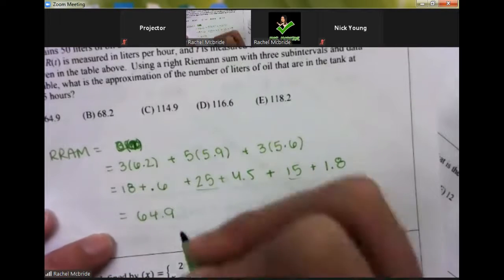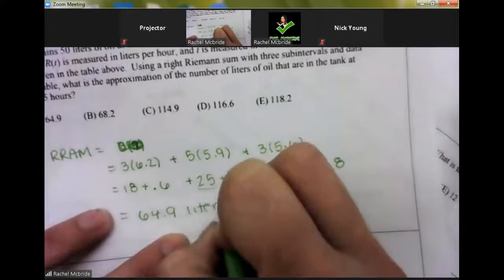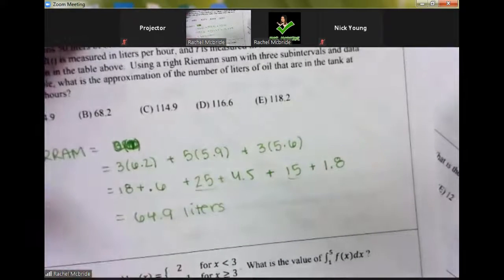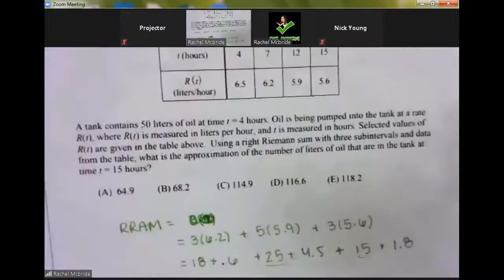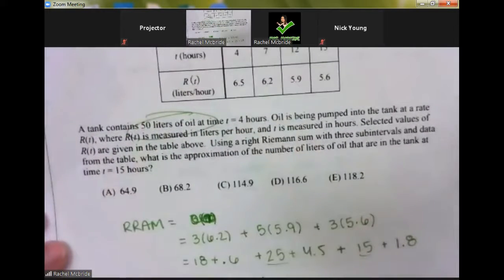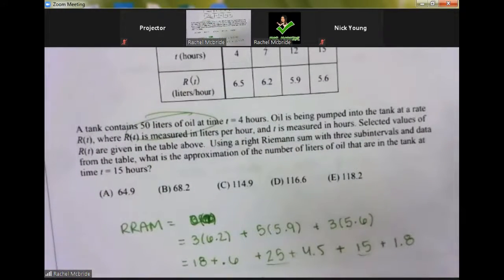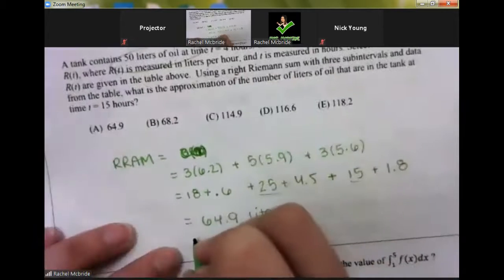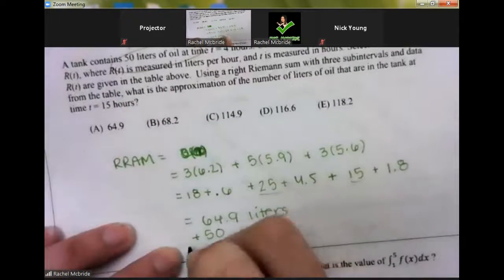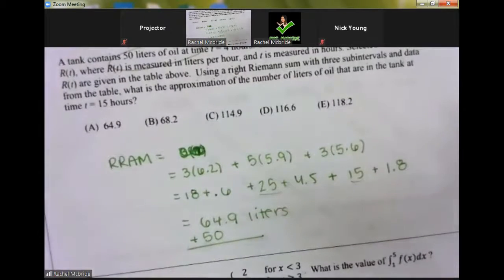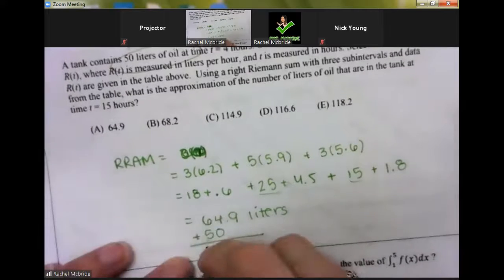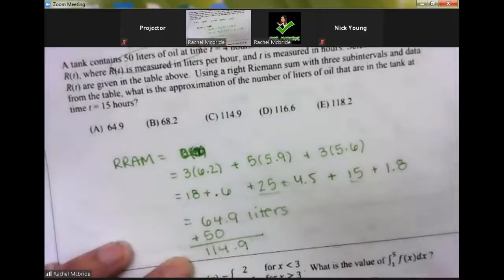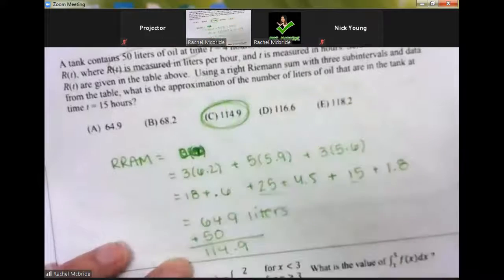And that represents liters, because liters per hour times hours leaves you with liters. But it says I started with 50 liters. So you had to add 50 back to that. So 64.9 plus 50 got me to 114.9. So anybody that picked A got that wrong.